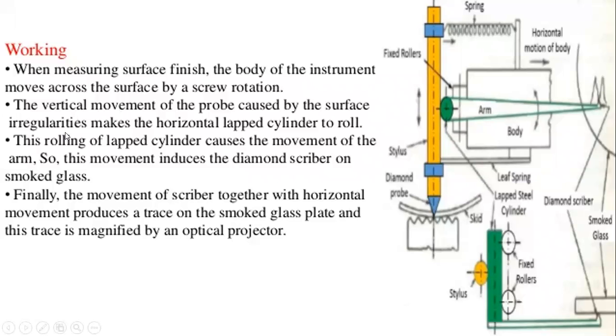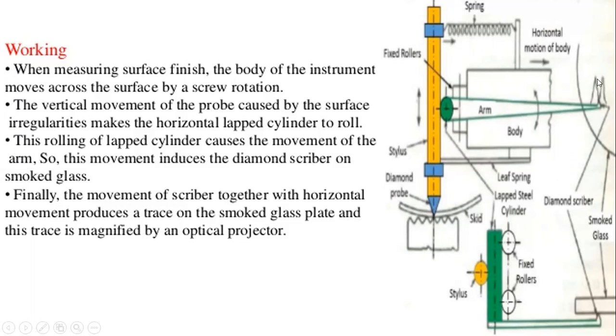Next, this rolling of the lapped cylinder causes the movement of the arm. So this movement induces the diamond scriber on the smoked glass. So this moves the diamond scriber which is attached to the smoked glass.